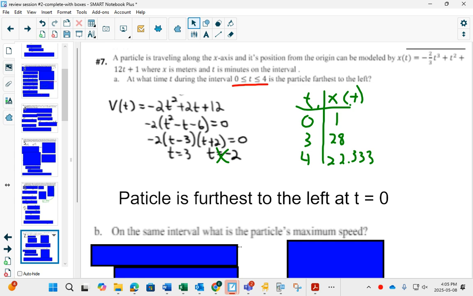And so it's the farthest to the left at time equals 0, because it's starting at 1, then it moves to the right until it gets to 28. At 28 it switches direction and starts coming back, and at time equals 4 it's back to 22, but the furthest left it ever was is at its starting position.